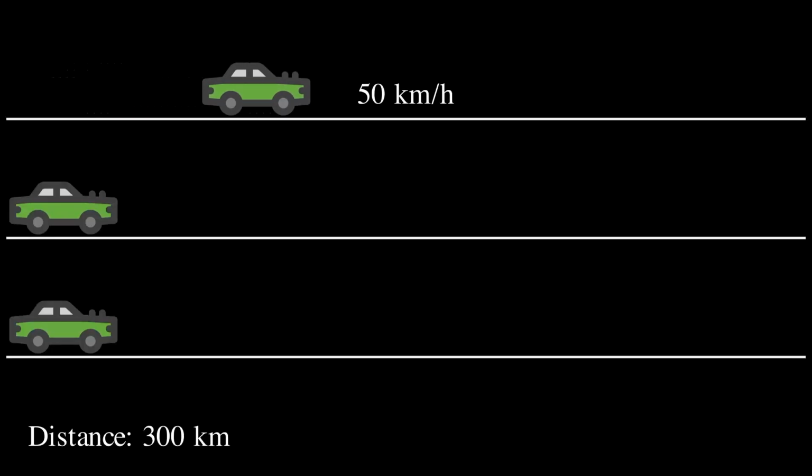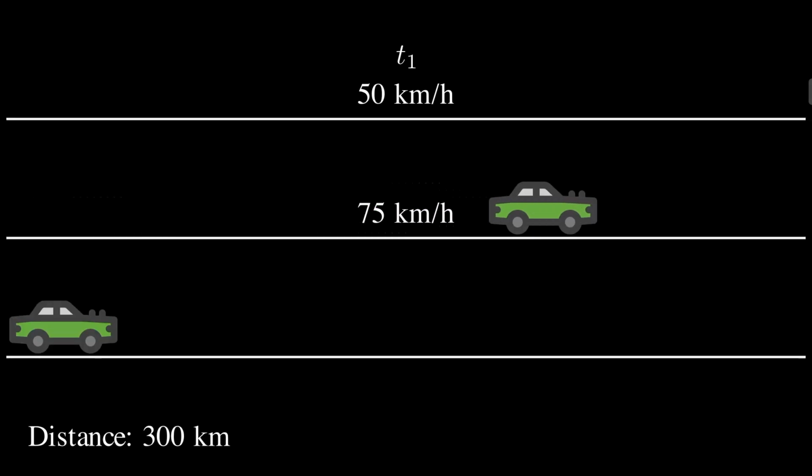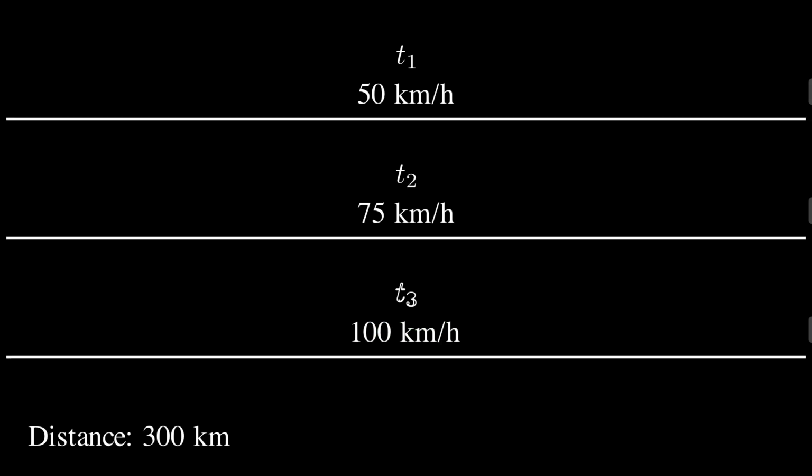So consider this scenario. You're driving on a 300-kilometer road, and it's a straight road. For the first scenario, you're driving at 50 kilometers per hour and say the time taken is t1. In the second scenario, you're traveling at 75 kilometers per hour and the time taken is t2. And for the third case, you're traveling at 100 kilometers per hour and the time taken is t3.